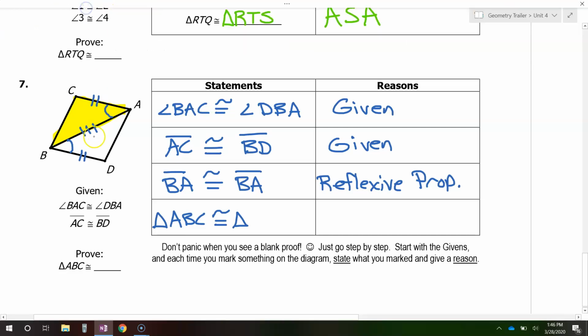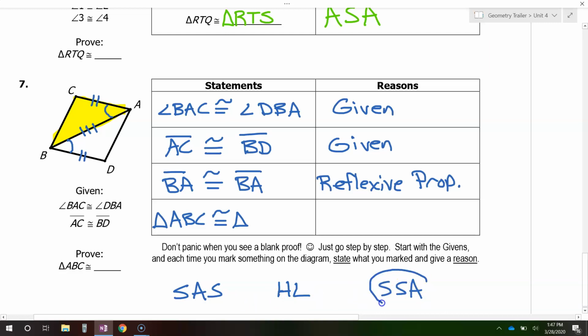Okay, so first of all, let's decide how to prove that these triangles are congruent. What information do we have? I see that we have two sides and an angle. So when you have two sides and an angle, there are three possibilities. It will either be side angle side, or it will be hypotenuse leg, which is a special case of side side angle.